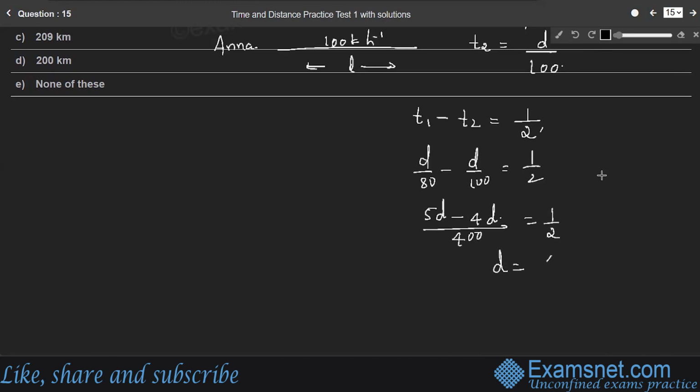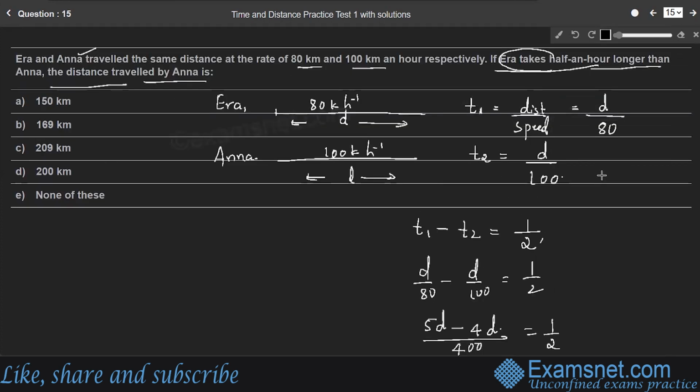Hence D is equal to 400 by 2, which is 200. Hence the distance covered by them is 200 kilometers. Right? What is the question? Distance traveled by Anna. Both of them traveled the same distance. Therefore, the distance traveled by them is 200 kilometers. Option D.